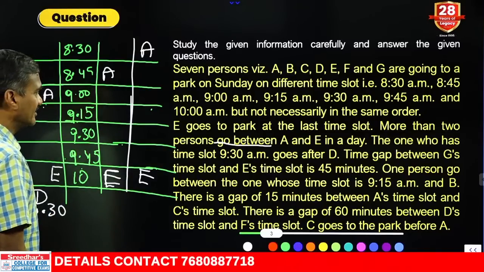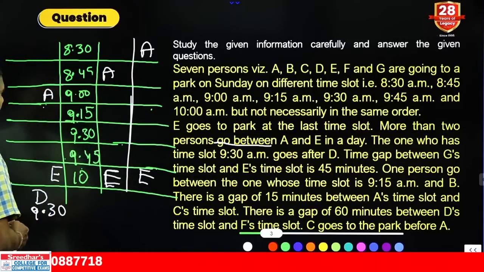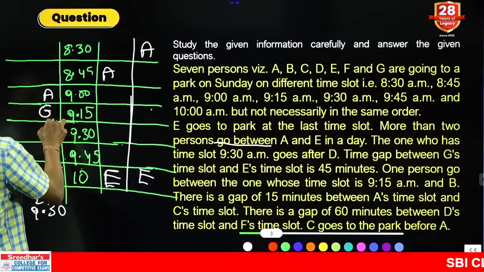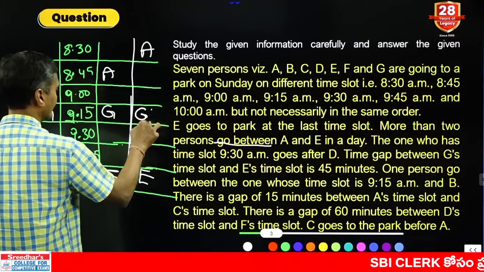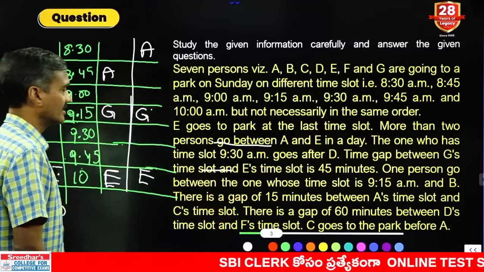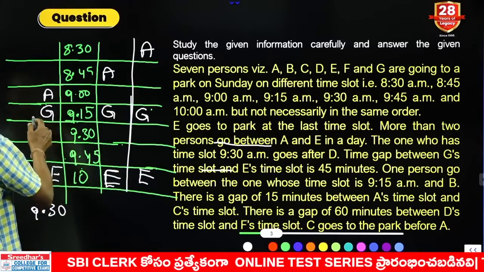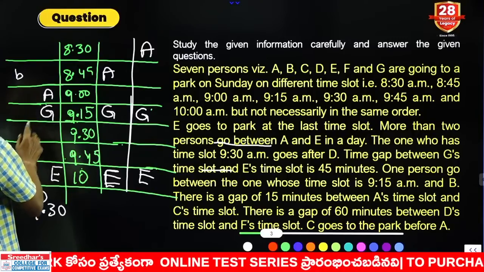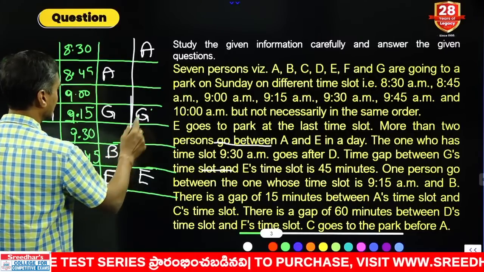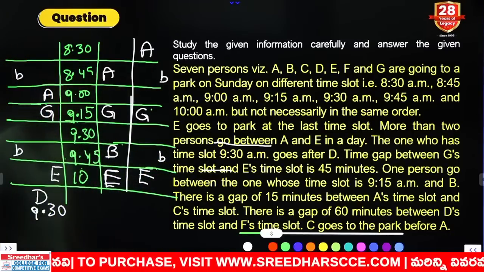And the time gap between G and E slot is 45 minutes. Between G and E, the E slot is 10 o'clock, 10 minus 45, hence G must be at 9:15. Now G attends at what time? 9:15. G and E, the difference is 45 minutes. And one person between 9:15 a.m. and B. There must be exactly one person, hence B can be either here or here. There are 2 possibilities. B can be either at 8:45 or 9:45.